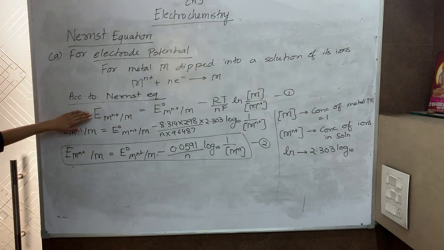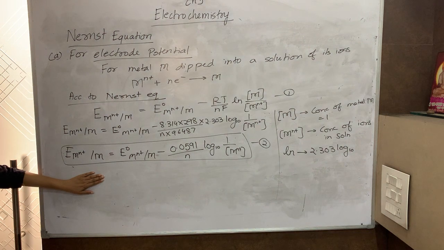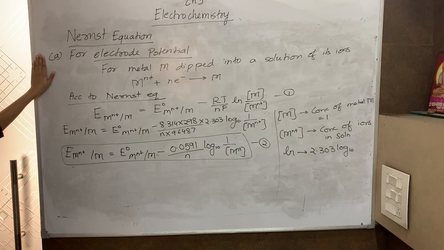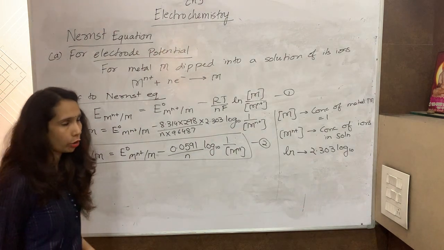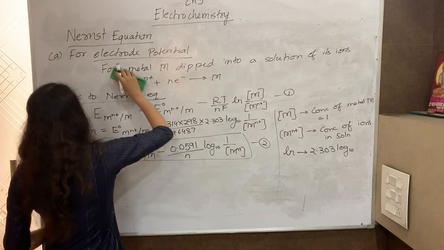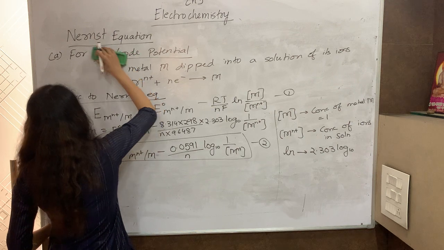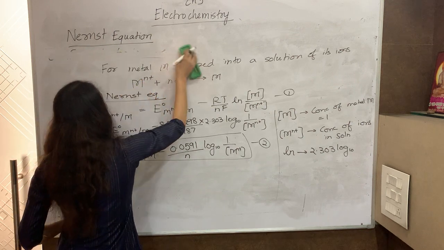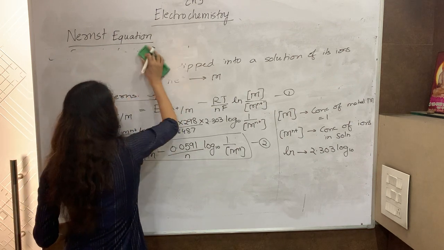So this is the Nernst equation and this is the simplified form of the Nernst equation that you will use in solving your numericals. So this is the first one we have done, Nernst equation for electrode potential. Now in the same way, we are going to find out the Nernst equation for cell potential. So let us start for cell potential.